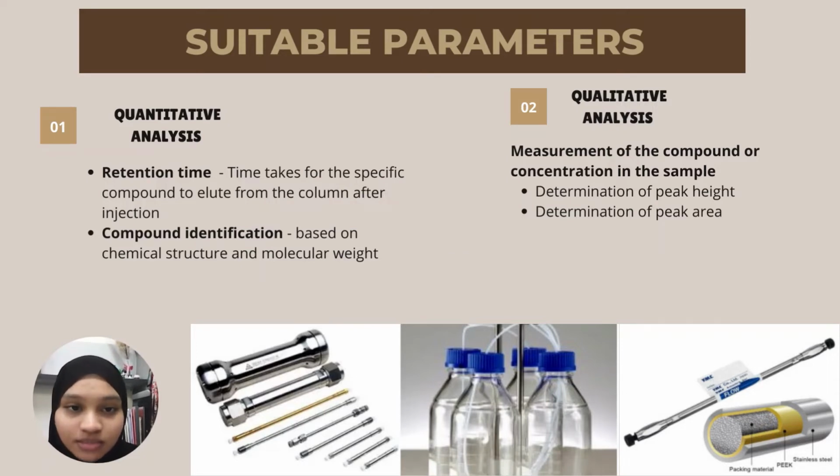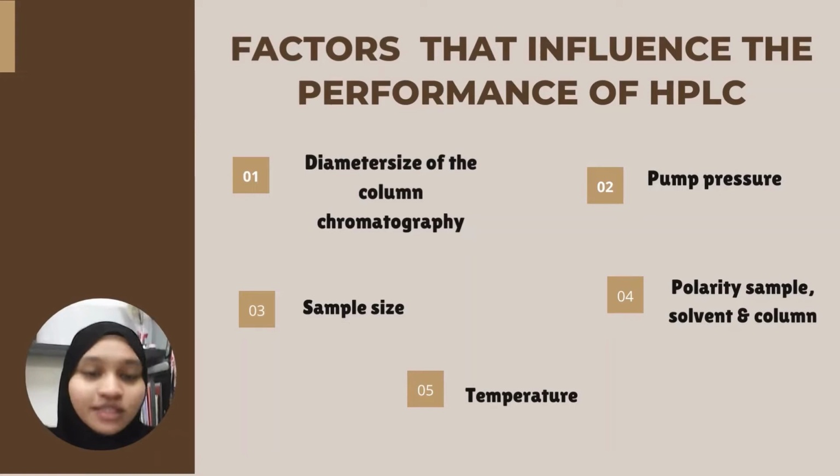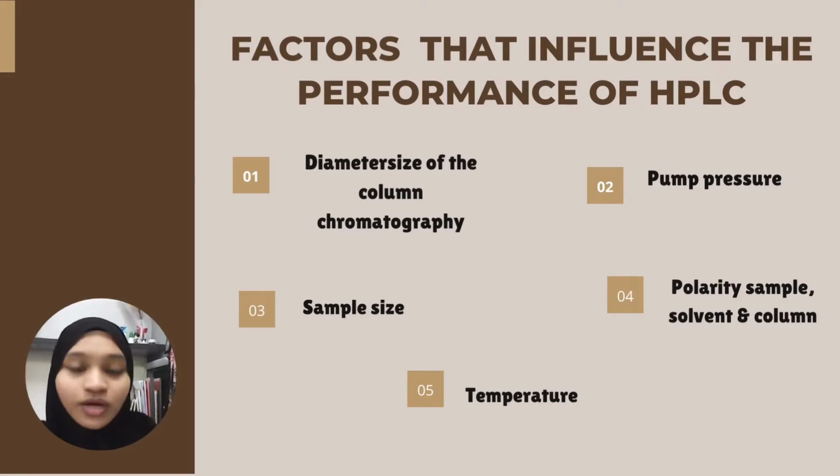Quantitative analysis is the measurement of the compound or concentration in the sample. It is used to determine the peak height and the peak area. So these are the factors that influence the performance of HPLC. First is the diameter size of the column chromatography, or known as the stationary phase. The small diameter of column chromatography will show higher sensitivity of the stationary phase.